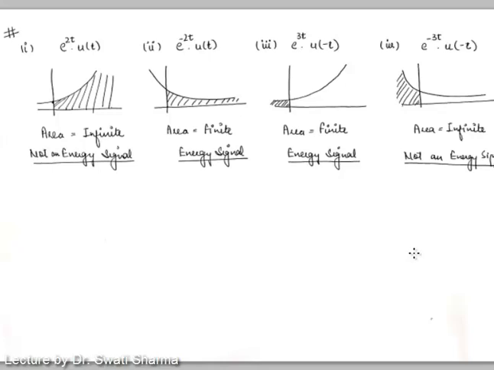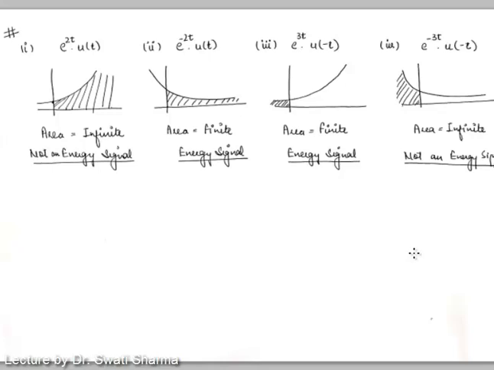So here what we have learned is that you can never generalize whether an exponential signal is always going to be an energy signal or is always not going to be an energy signal. It all depends on what part of the whole signal is left when it is multiplied with another time signal, in this case the unit step signal. So this is the crux, where you can easily know it with the help of a graph.